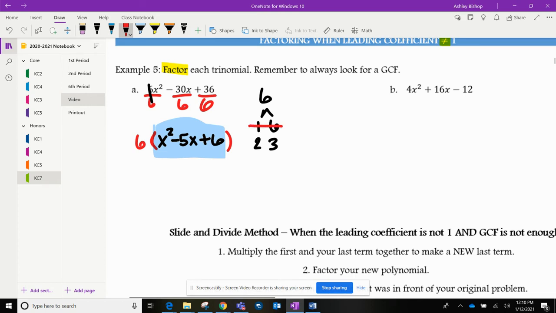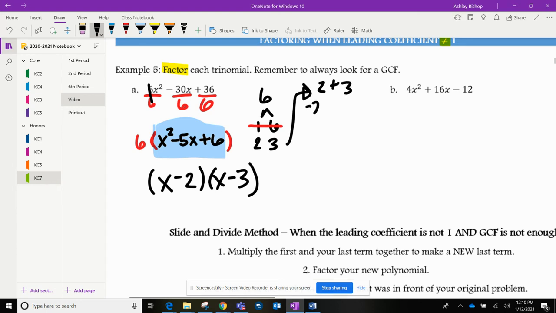2 and 3: if I add 2 and 3 together, I get positive 5. If I add negative 2 and negative 3 together, I get negative 5. So x minus 2, x minus 3. And if you still want to write that off to the side, your 4 options that I taught on Friday: positive 2 plus positive 3, negative 2 plus negative 3, 1 positive and 1 negative, and keep going. You can always do that.